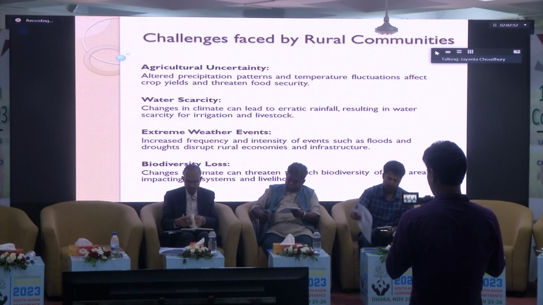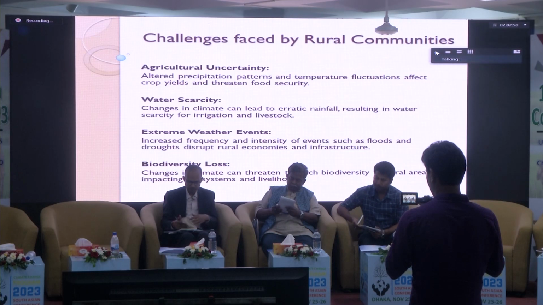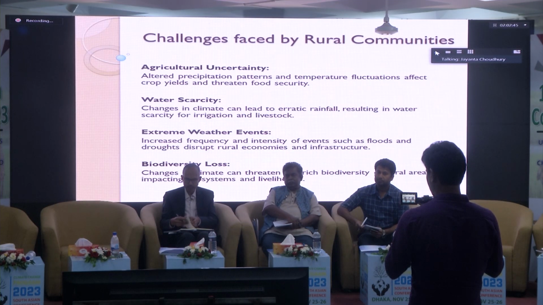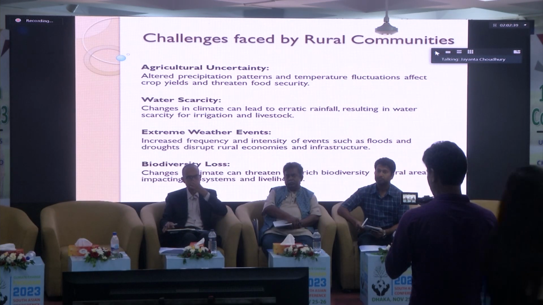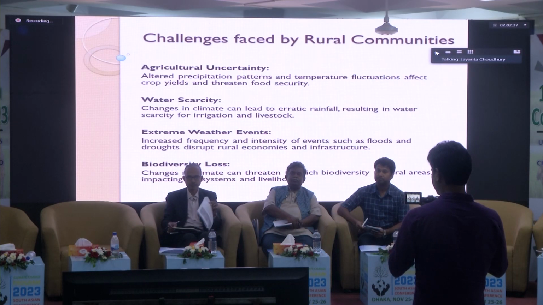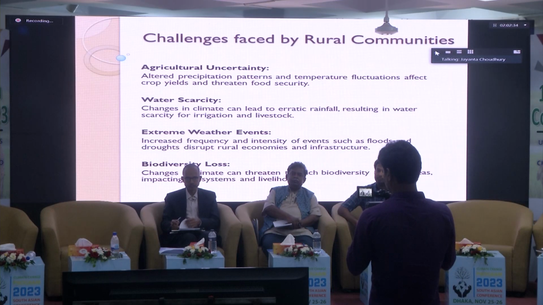The fluctuation of temperature as well as water is making agriculture ill, and as a result it is threatening food security, which is one of the most important issues; even SDG goal number 2 is talking about zero hunger.